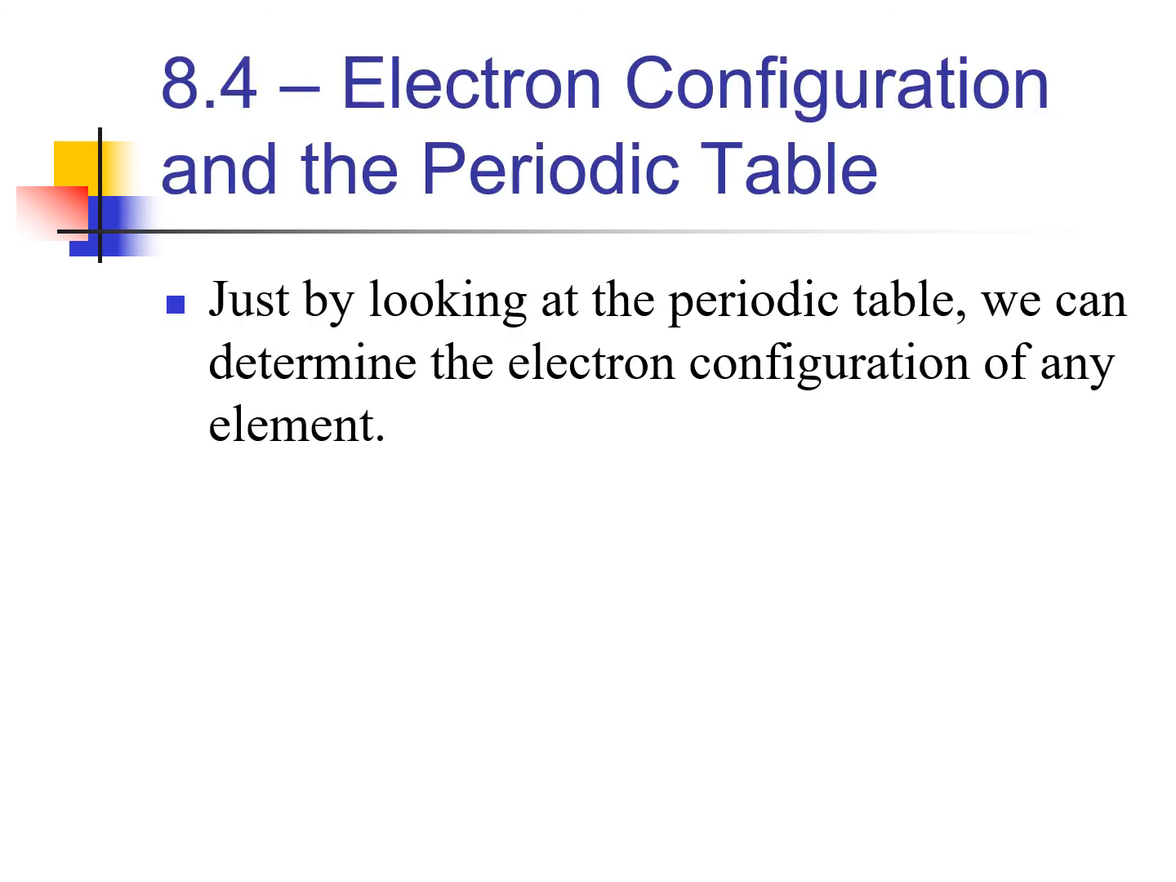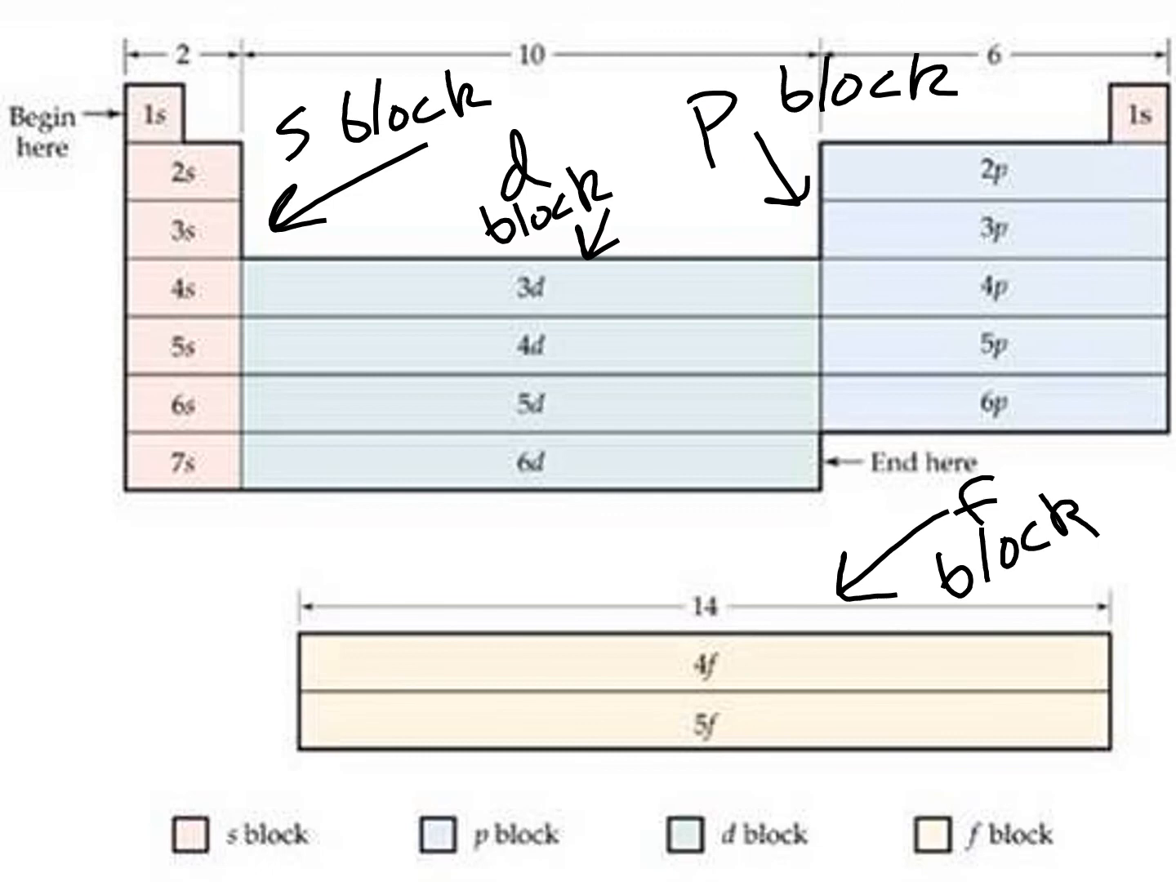Okay, almost done with this. So we're going to look at section 8.4, looking at how we can find the electron configuration from the periodic table. This is much more useful than those box diagrams previously. So again, just by looking at the periodic table, we can determine the electron configuration. And what we do is break the periodic table into blocks.